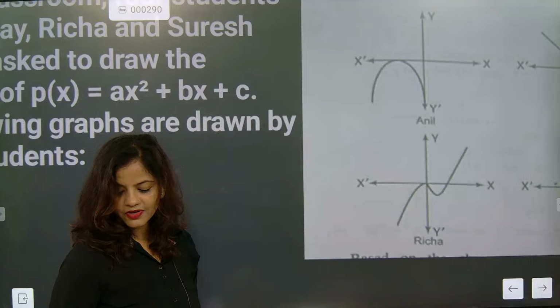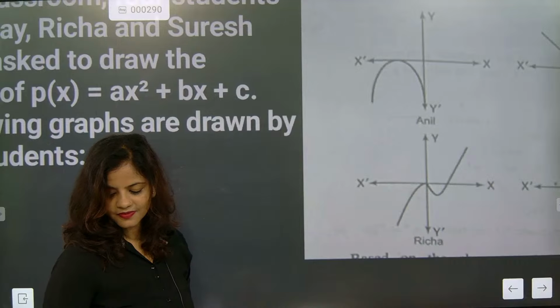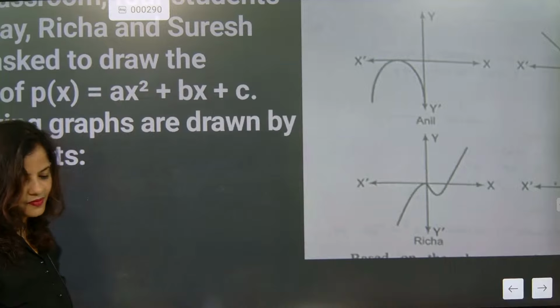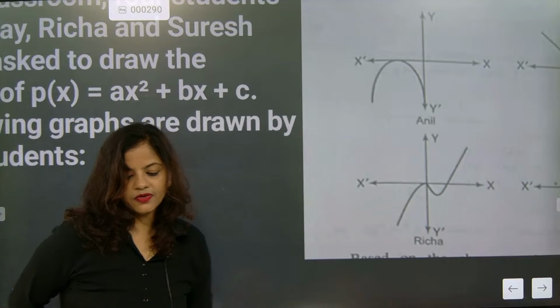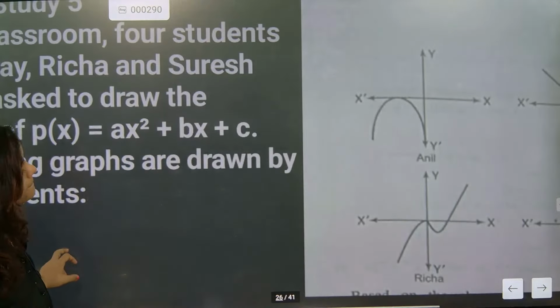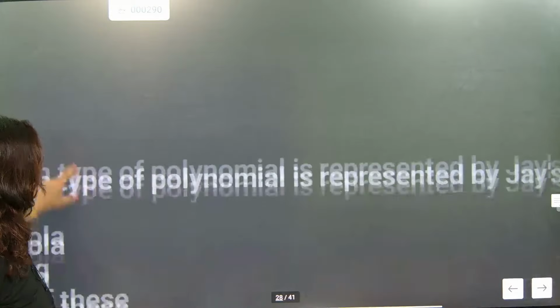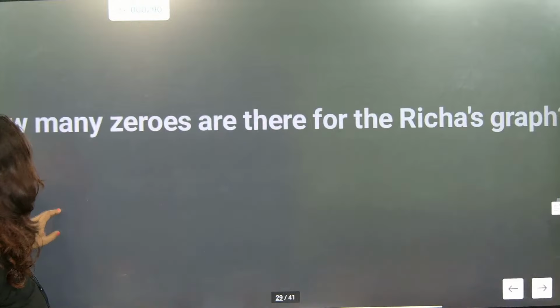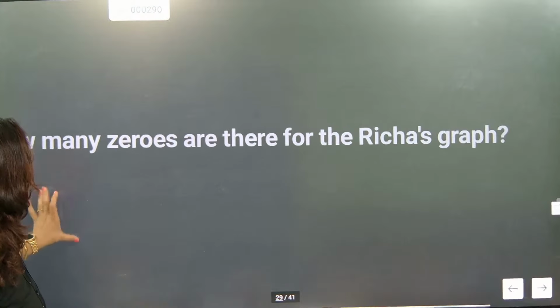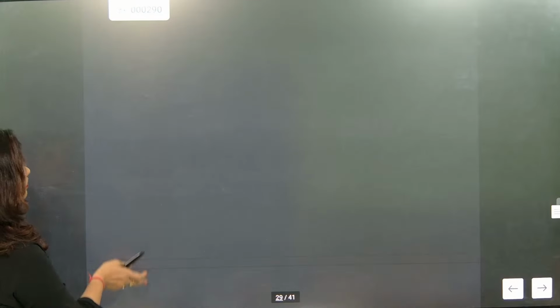I hope you might have understood. Yes, very good. So definitely two zeros are there. We'll go for the next question, because after this some twisted questions also we need to do. How many zeros are there in Richa's graph? This question we have done. We will go for the next question.